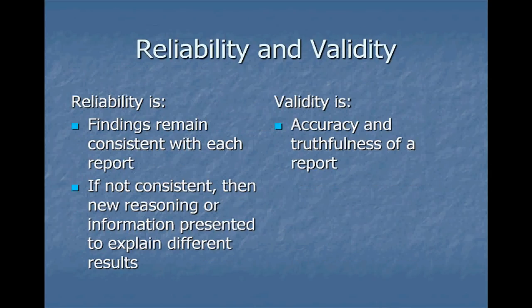When we think about reliability and validity, this is more of a research base, but reliability is that the findings remain consistent with each report. So for every website you go to on a specific topic, the findings appear to be consistent or similar. If they're not consistent, that's actually okay, because there may be new reasoning or new information presented to explain this difference. The validity is the accuracy and truthfulness of the report. So think about whether this website appears reliable or valid as you're searching several different websites around this topic.